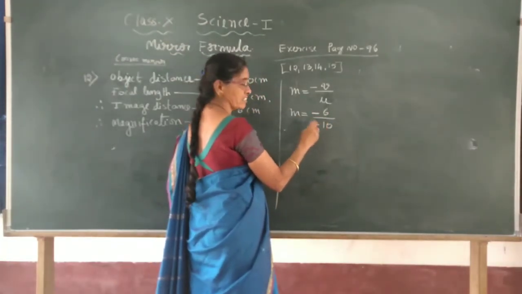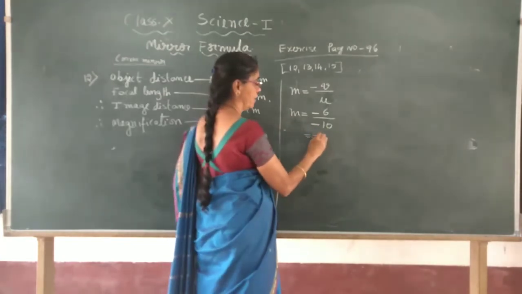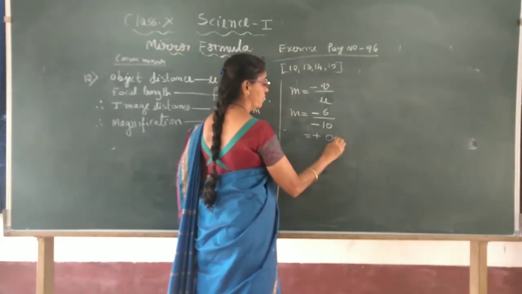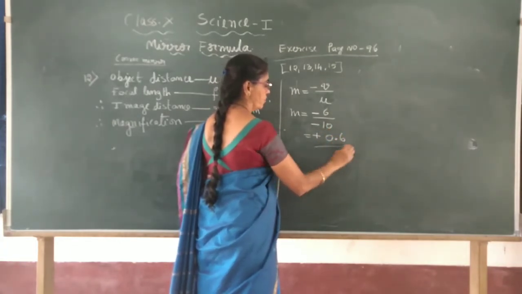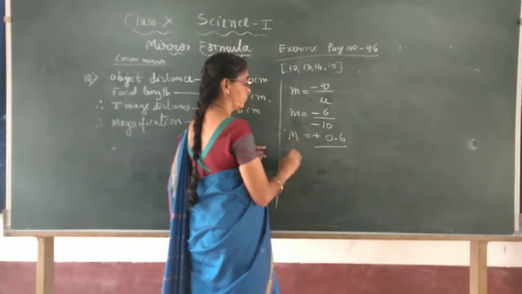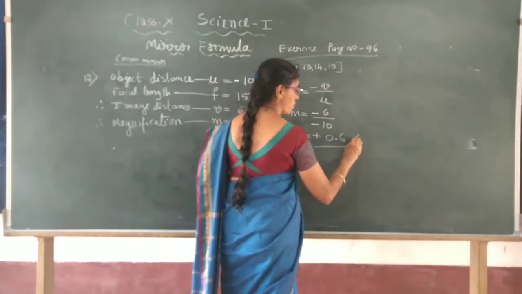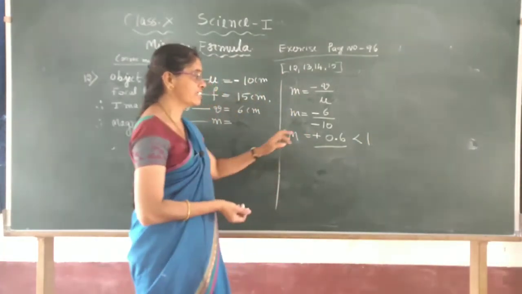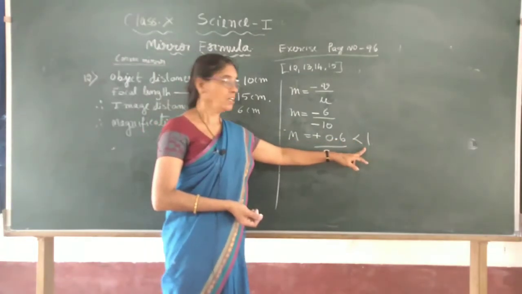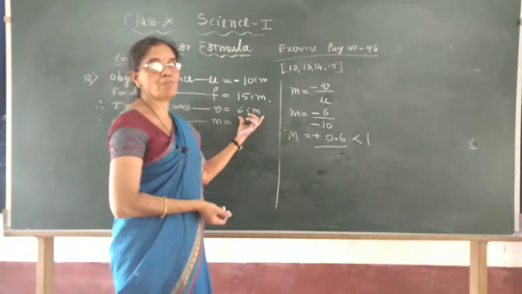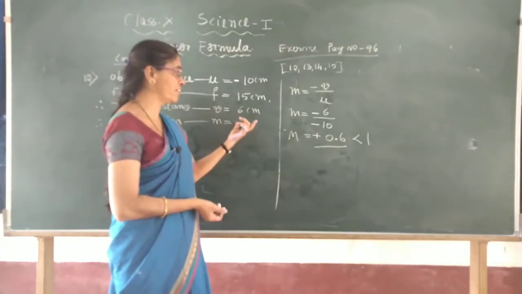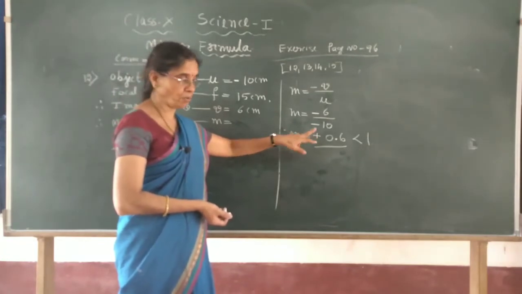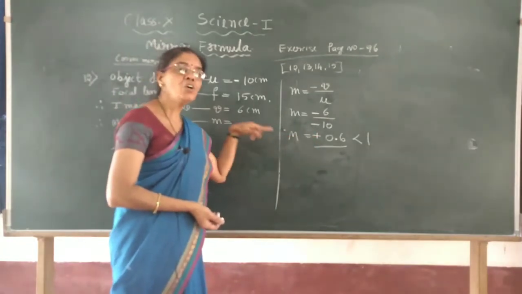Minus divided by minus, it is the same rule like minus into minus, you will get a plus. So it is 6 divided by 10. 6 it won't divide, 0.66 times. So 0.6 I got. M is equal to 0.6, which is smaller than 1. So what can you write? It is a diminished image at 6 centimeter away from the mirror you will get, and the m value is positive I got. What does a positive sign indicate? The image is virtual.